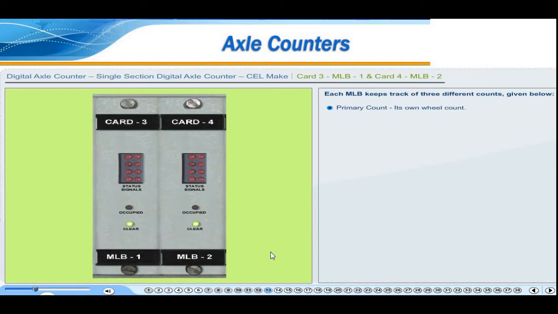Primary count, its own wheel count. Secondary count, wheel count of second microcontroller. Remote count, count values of remote SSDAC unit.